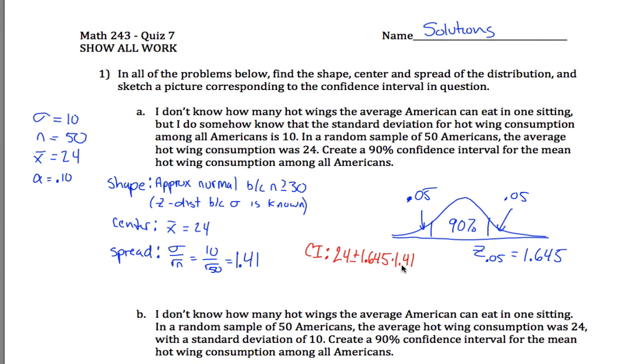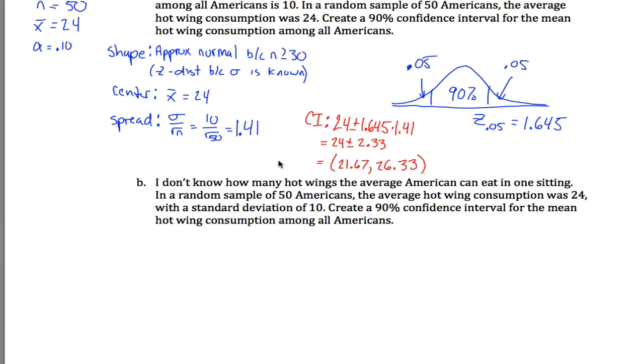If you multiply 1.645 times our standard deviation, we get about 2.33. So that's 24 plus or minus 2.33. 24 minus 2.33 is 21.67. 24 plus 2.33 is 26.33. So there's my confidence interval. All right.